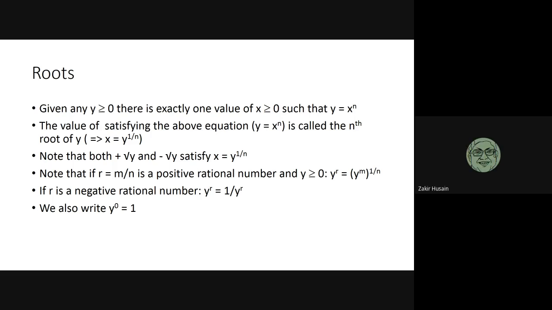Now, roots. If y is a non-negative number, that is, it's either 0 or positive, there is exactly one non-negative value of x such that y equals x to the power of n. The value satisfying the above equation is called the nth root of y.